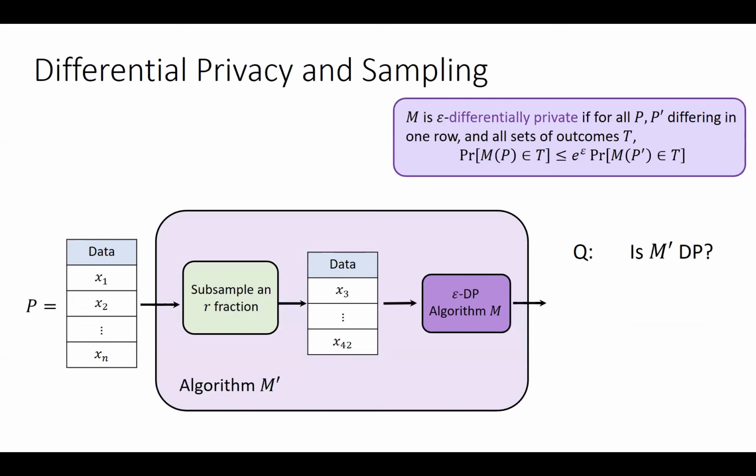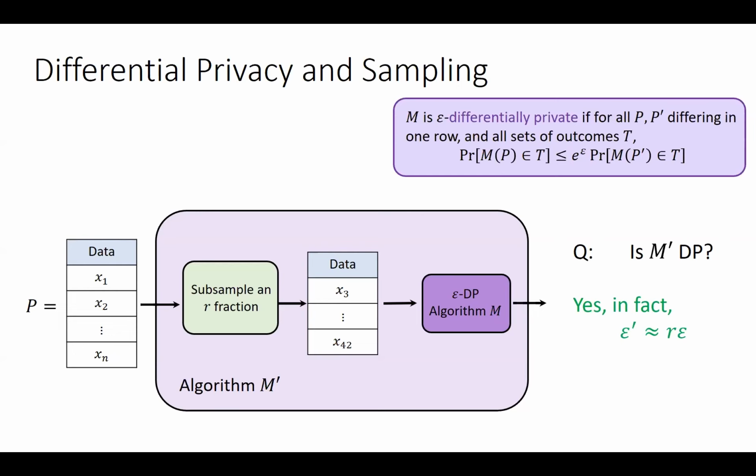But a really beautiful and important phenomenon that was discovered in the relatively early days of differential privacy was that if you take a differentially private algorithm M and you pre-process it by first taking your original data set P, subsampling something like an R fraction of it, and then putting the subsampled data set into the algorithm, well, it stays DP. And moreover, the DP guarantee improves by a factor of R. So if you sample an R fraction of the data set, the differential privacy guarantee gets smaller. It gets better by a factor of roughly R.